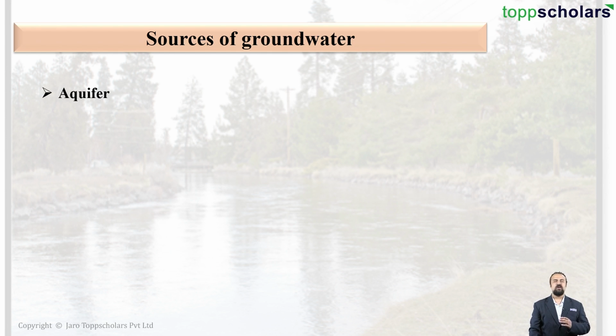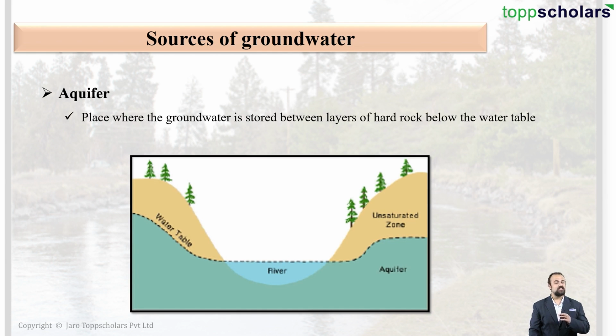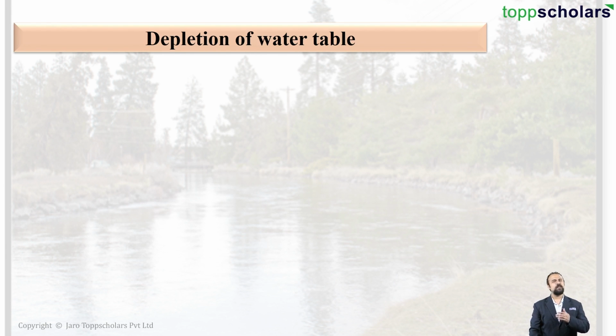Moving on, now let us know about aquifers. As I just mentioned a few moments ago, it is the place where the groundwater is stored between the layers of hard rock below the water table. Students, the water from these aquifers can be drawn out, and usually tube wells or hand pumps are used for this purpose. Now let us talk about the depletion of the water table.